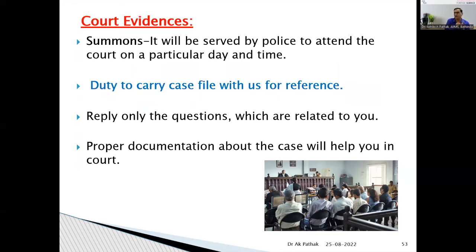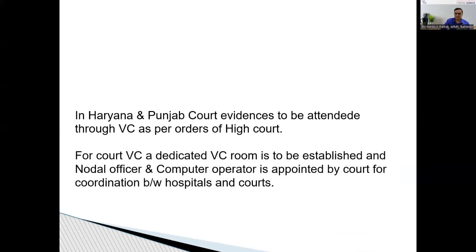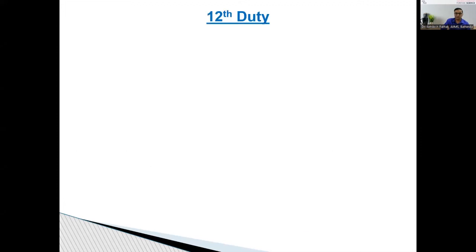If you have not written down on your sheet that on this date, at this time, to this police constable, at this police station, I gave the police information, then you will not be able to prove it in court after 2 years or 3 years. So that's why documentation of each and everything is important. In some of these states, court evidence has started through video conferencing. Sitting in your room with a computer and the help of other technology, you can easily attend the court evidence from your office also.